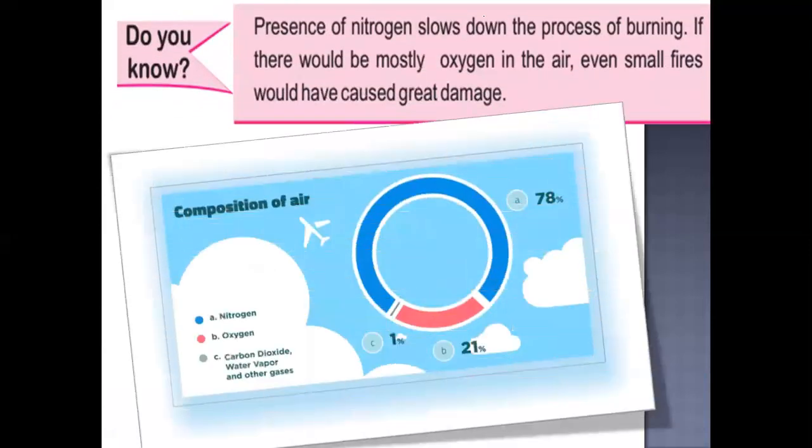Do you know that the presence of nitrogen in the atmosphere slows down the process of burning? There would be mostly oxygen in the air, and small fires would have caused great damage. If you see, that is because of the bigger part of nitrogen in the air, which serves that purpose.